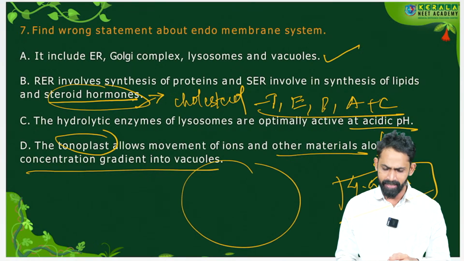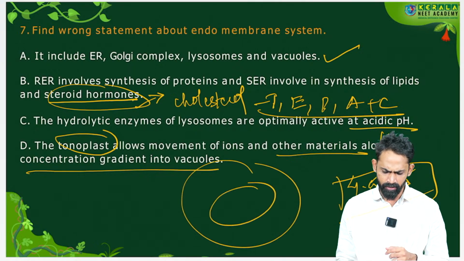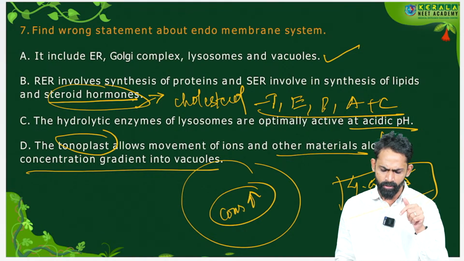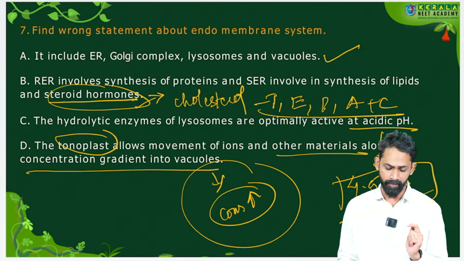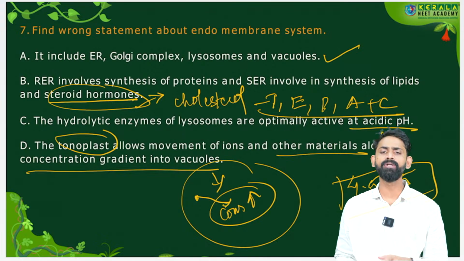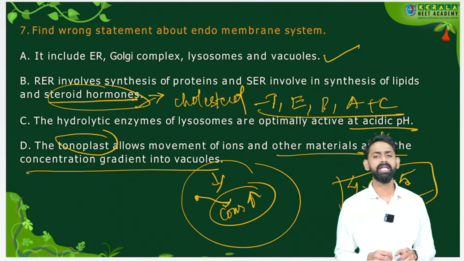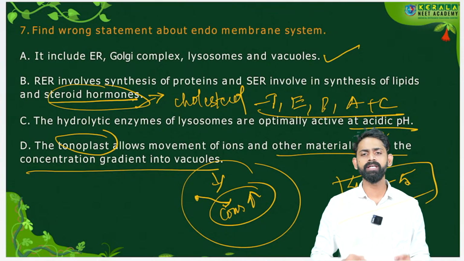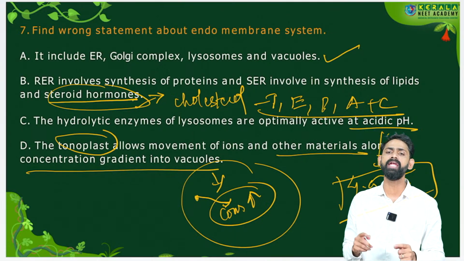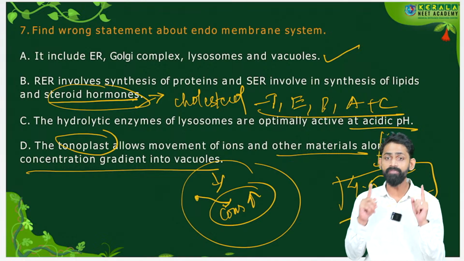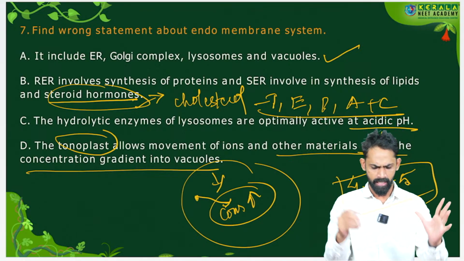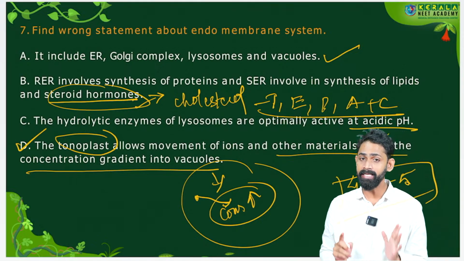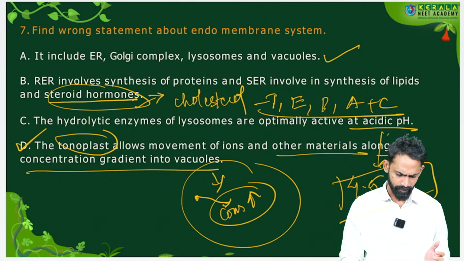Assume this is a cell, and this one is a vacuole. In the vacuole, the concentration of solute is higher than in the cytoplasm. Automatically, molecules move from low concentration to high concentration. That is why this is not along the concentration gradient; it is against the concentration gradient. Otherwise it would be facilitated diffusion, but this is active transport. That is why I am going for option D. I hope you are clear.